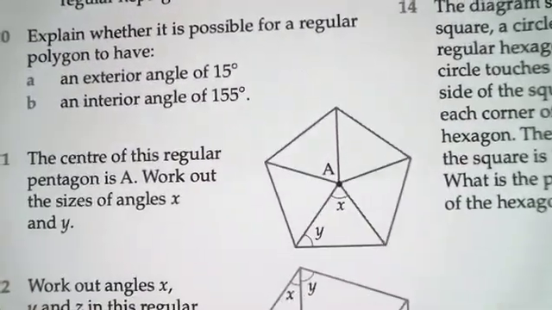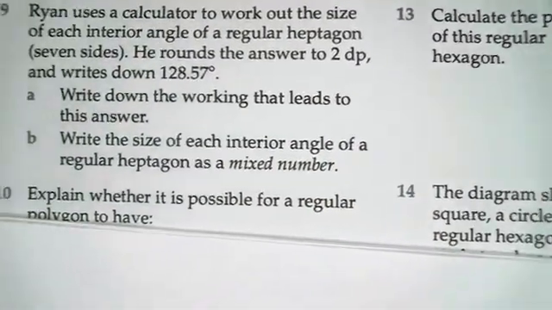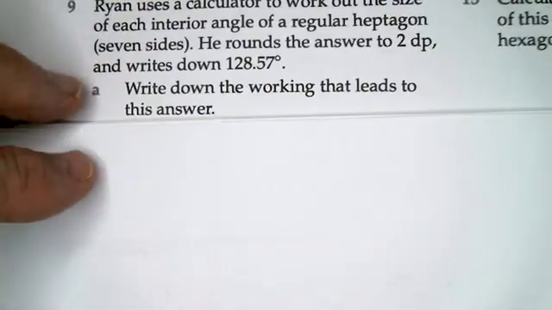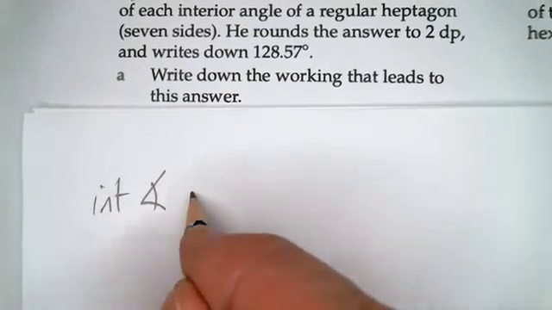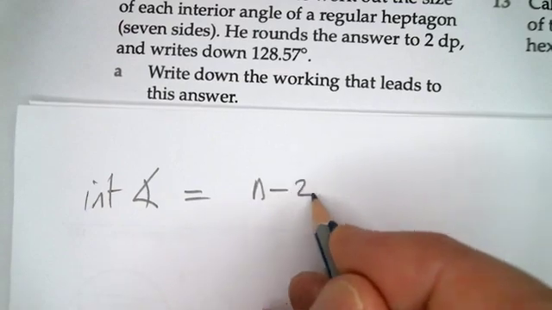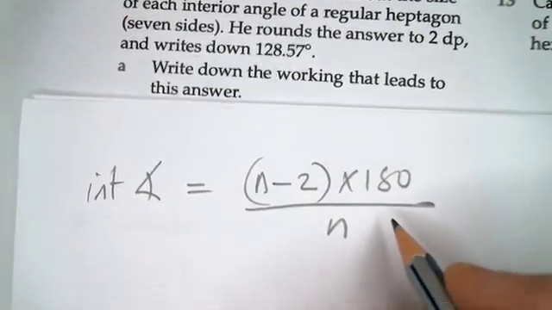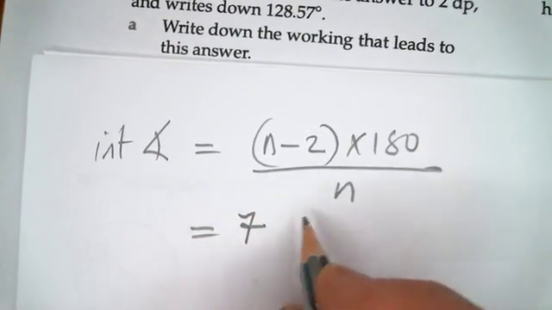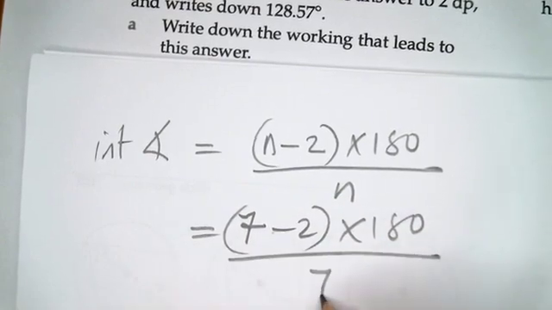Well, first of all, we've got an equation. The equation basically says the internal angle of a heptagon, or the internal angle of any regular polygon, is going to be n minus 2 times 180 divided by n. So we've got n, which in this case is 7, it's a heptagon. We're going to subtract 2, multiply by 180, and divide by 7.